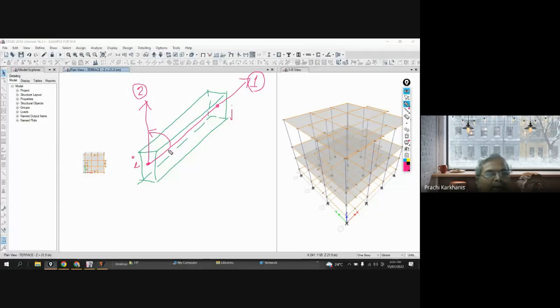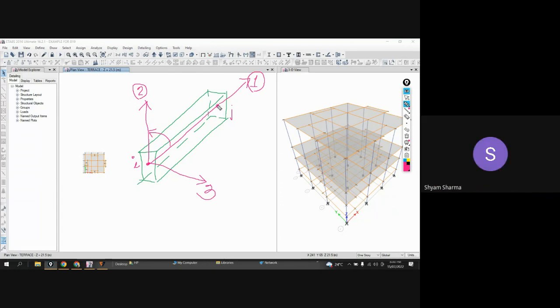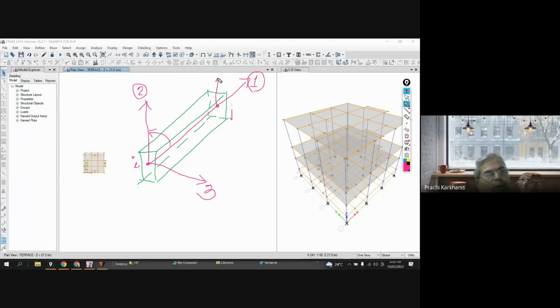Now the positive direction of the 3 axis will be defined by the anti-clockwise direction. So if I apply the right hand rule, it will give me the positive direction of the 3 axis. Similarly, it will be over here, so this will be the 2 axis and this will be the 3 axis.